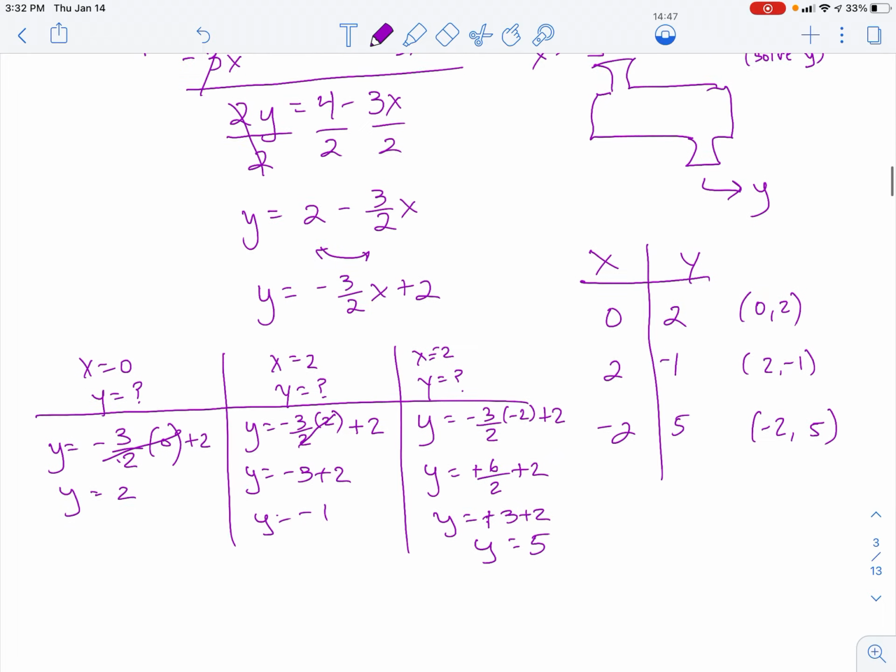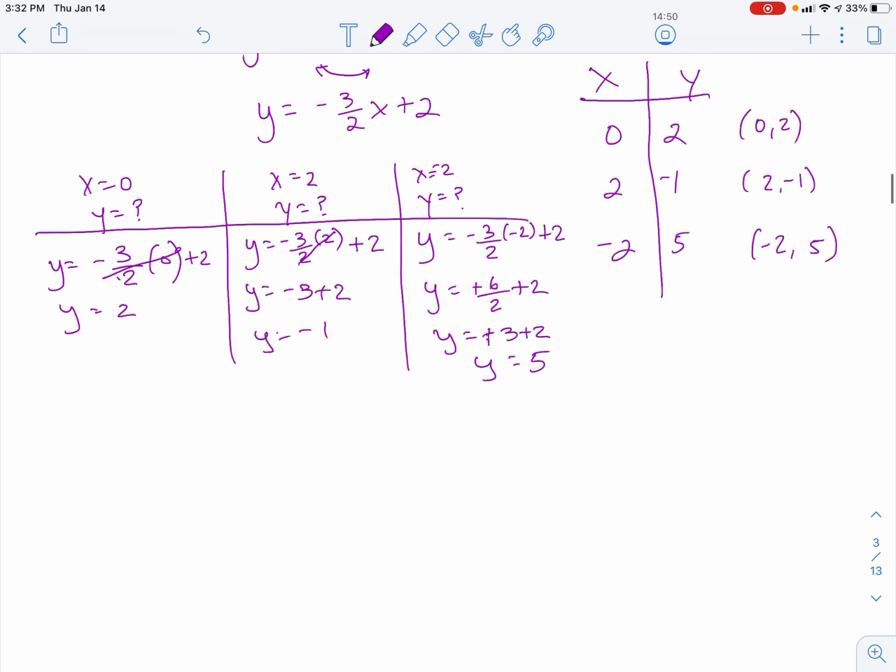We can actually plot these. So I'm just going to go right down here below it so I can still see my coordinate points that I want to graph. I have an x-axis and a y-axis. And I'm going to go ahead and graph these 3 points. So 0, 2 would be right here. 2, negative 1, be about right here. Negative 2, 5, 3, 4, 5, be about right here.